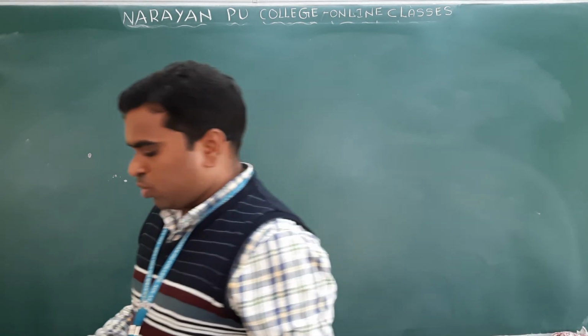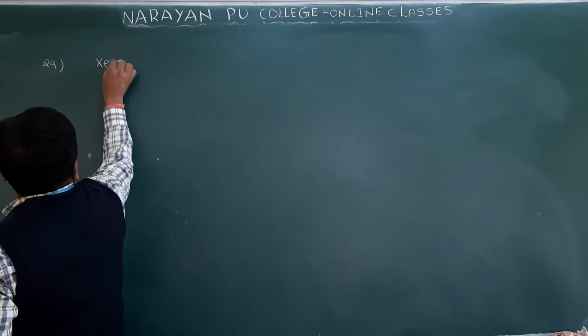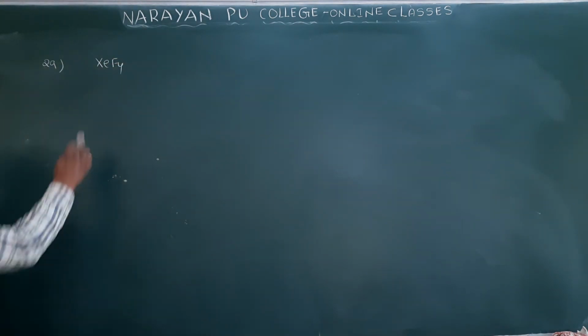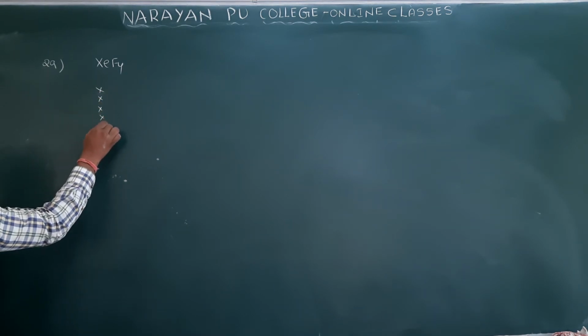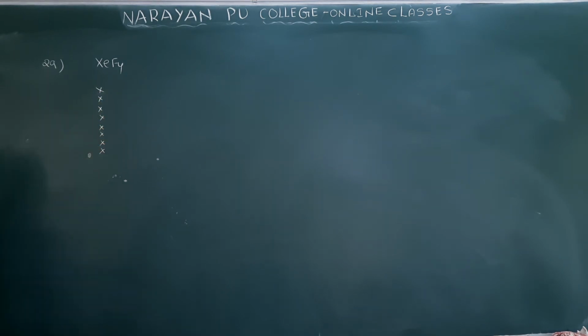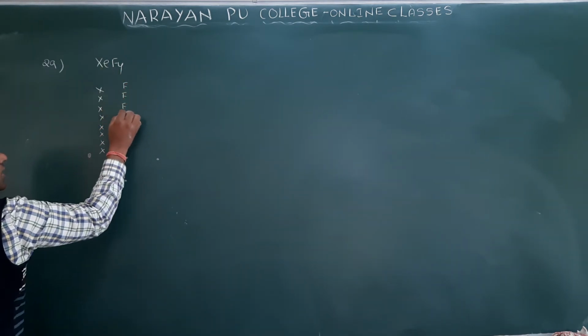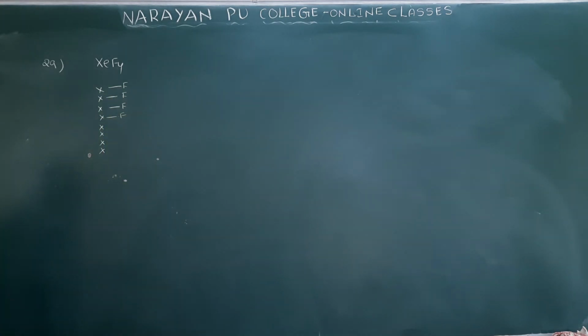Question number 29. They are asking the hybridization of XeF4. You already know how to calculate. Xenon belongs to which group? Group 8. Group 8 means how many electrons do you have to write? 8 electrons. Fluorine, how many fluorines are there? 4 fluorines. Each fluorine atom needs 1 electron from the xenon to form a bond.